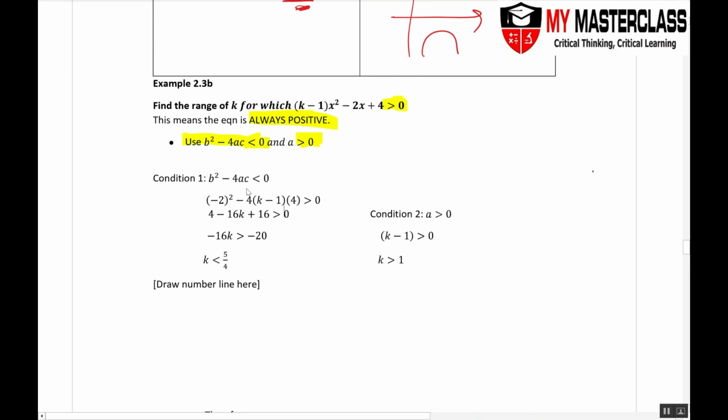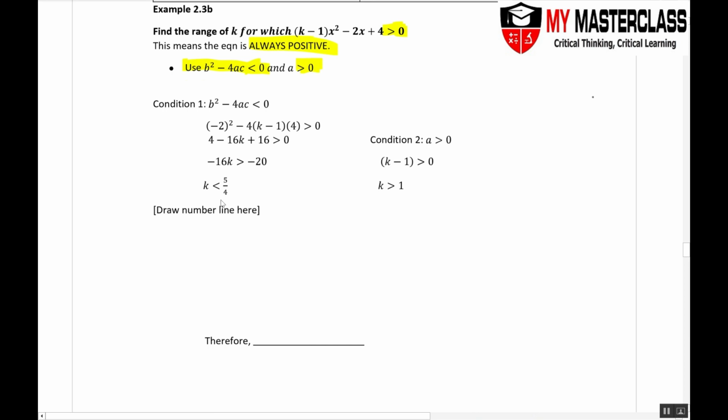So b squared minus 4ac less than 0, sub in your a, b and c. When you solve for k, you'll get k less than 5 over 4. Condition 2, a is more than 0, so k minus 1 more than 0, k more than 1. Now you need to combine both inequalities to see what is the final inequality for the range of k that satisfies what you want.